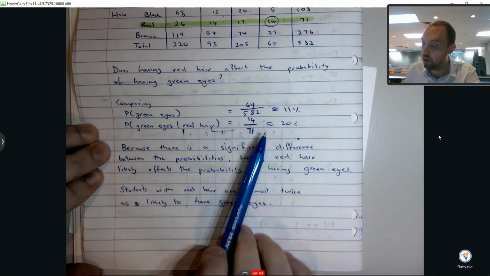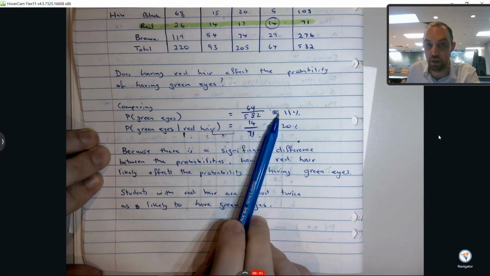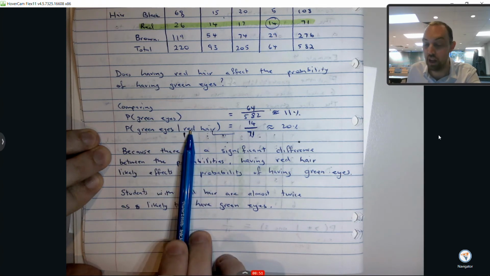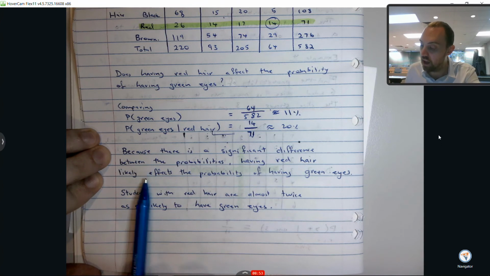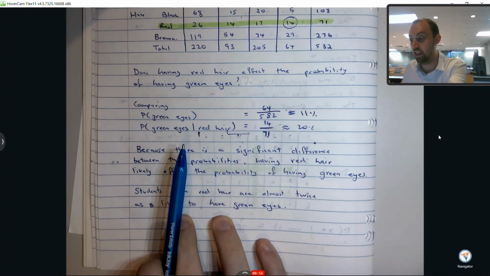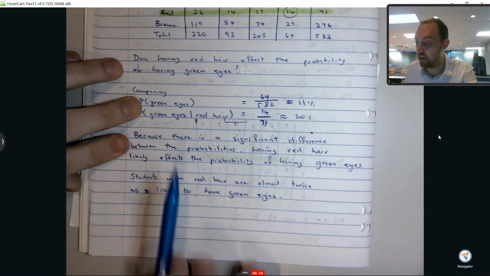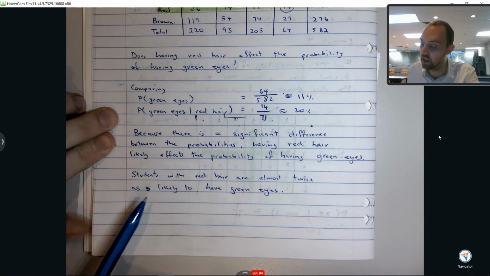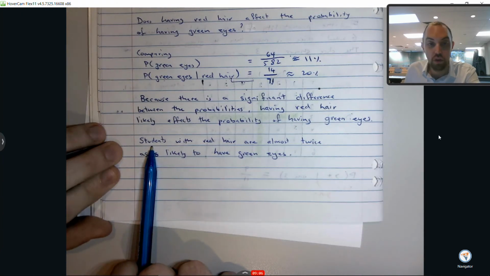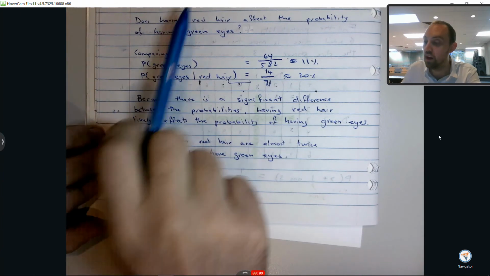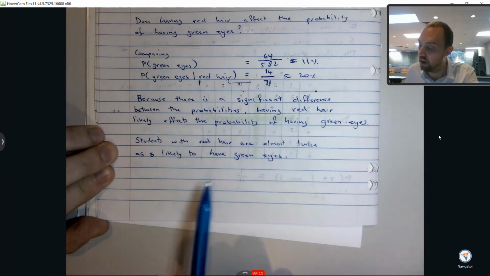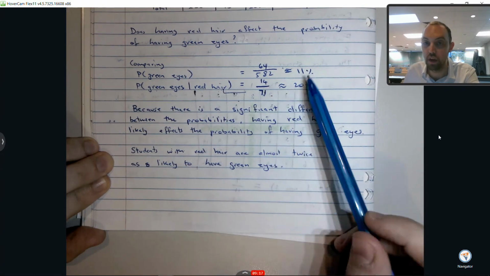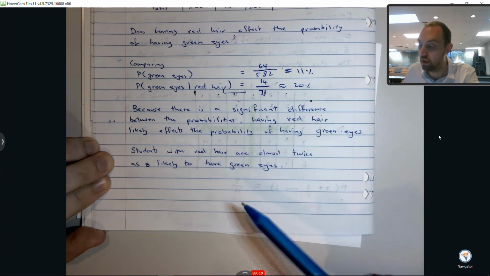Now, because there is this significant change between the probability of having green eyes in the general population to when you have red hair, then we can say that there's likely some sort of effect here, that red hair has some sort of effect on the probability of having green eyes. So as a conclusive statement, in our example here, students with red hair are almost twice as likely to have green eyes, going from 11% to 20%.